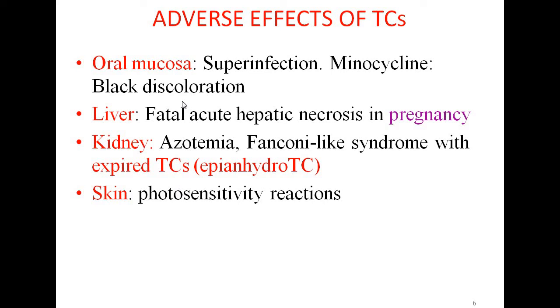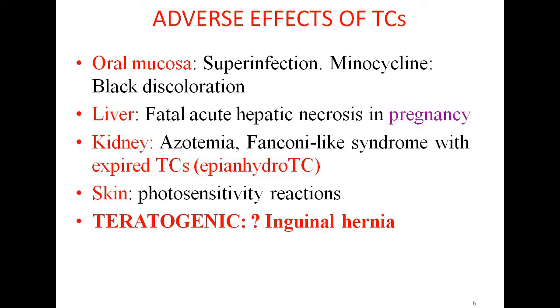Tetracyclines cause photosensitivity reactions, so that is one of the drugs which causes photosensitivity. The other drug which we mentioned much earlier was the sulfonamides. Again, experimental evidence suggests that tetracyclines, if administered during pregnancy in the experimental animal, cause inguinal hernia.